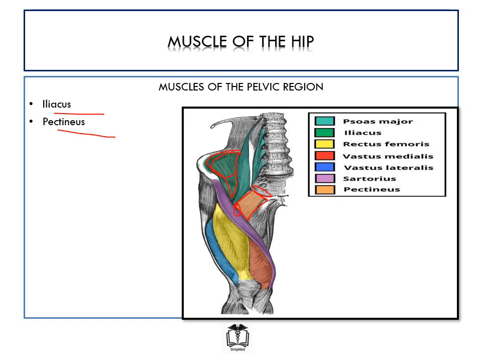Both of those muscles, both the iliacus and the pectineus muscle, are supplied by the femoral nerve. The iliacus muscle is present there for the function of flexion of the hip joints, while the pectineus muscle is present for the purpose of flexion and adduction of the thigh, and it also assists in medial rotation.